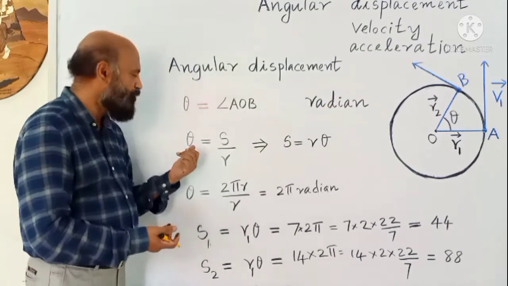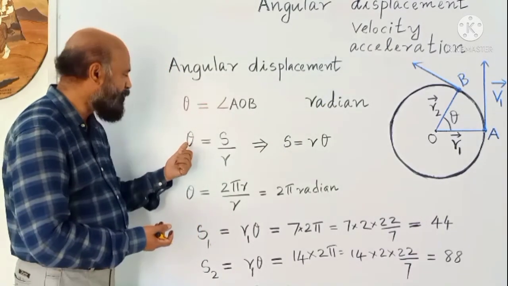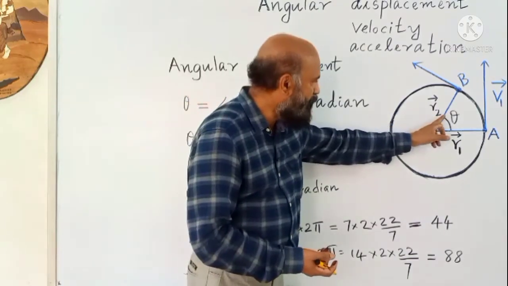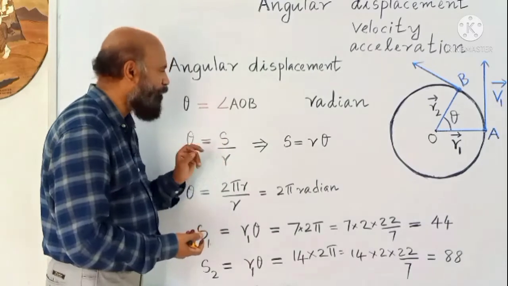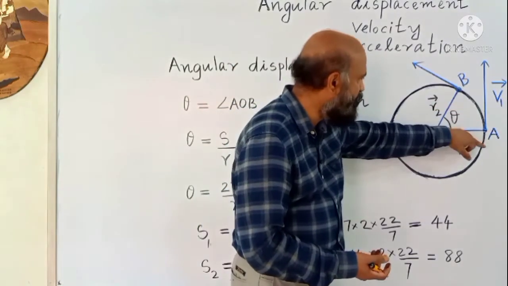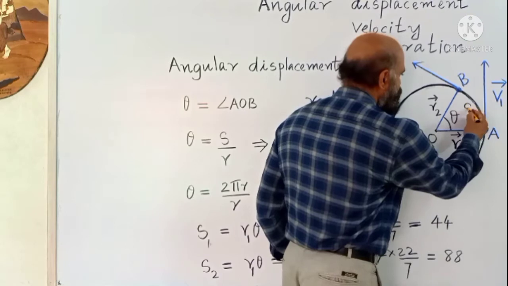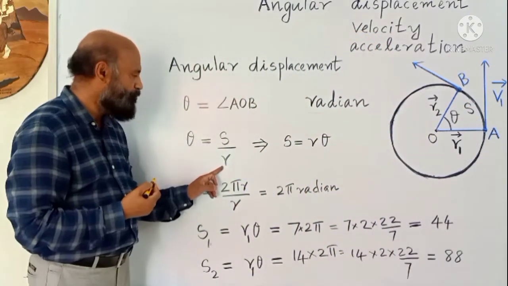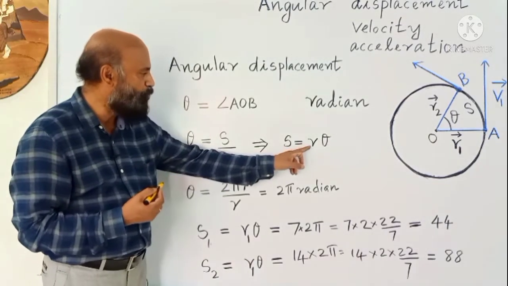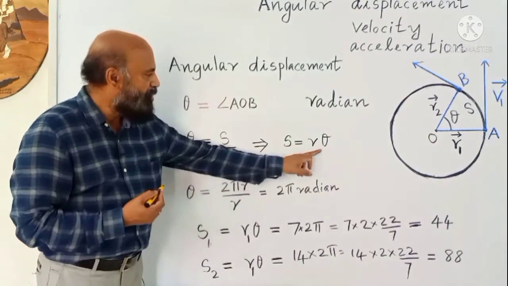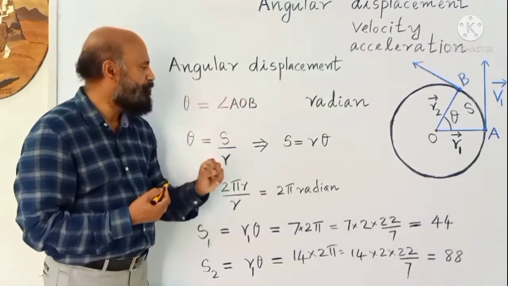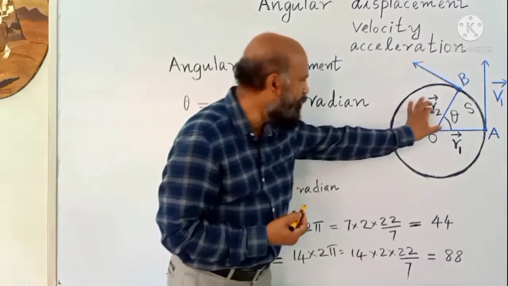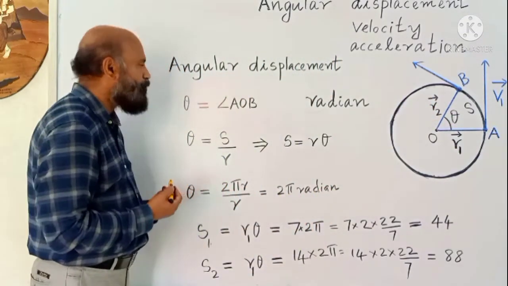Then you know, when angle is expressed in radian, this angle can be written as theta is equal to S by R, where S is the arc length. This arc length, S. So theta is equal to S by R. After rearranging, you can get S is equal to R theta. Here theta is called angular displacement. S is called linear displacement. So this angle is angular displacement.